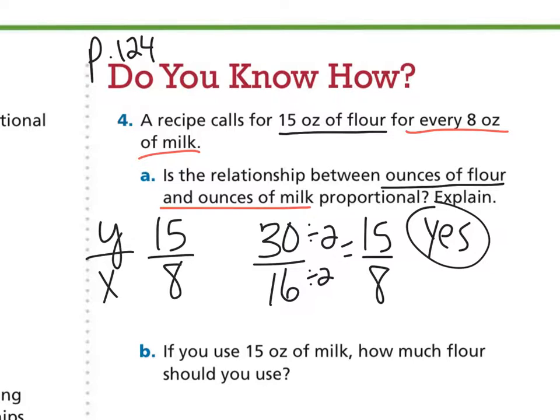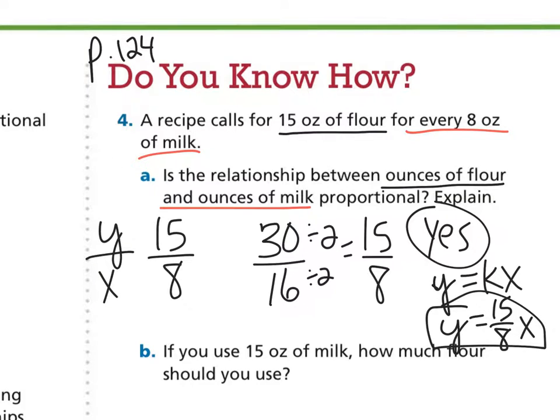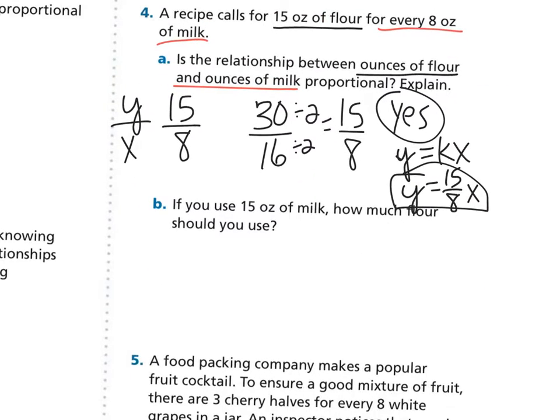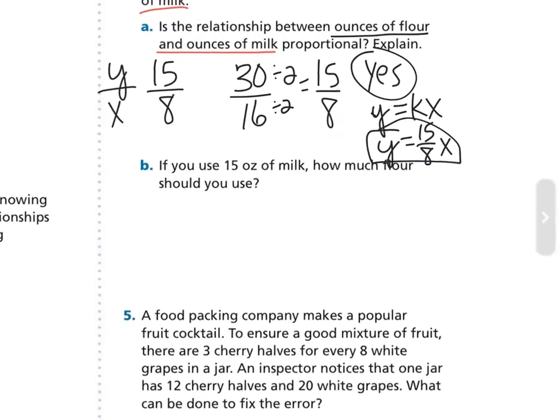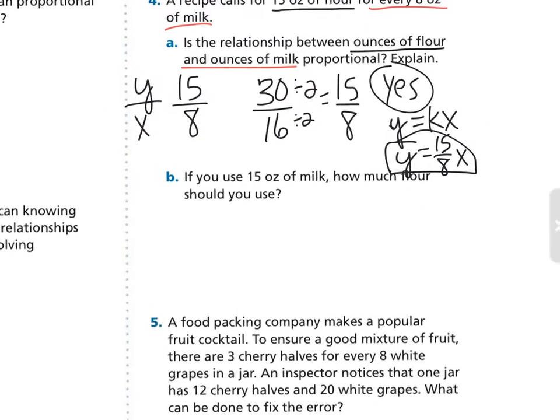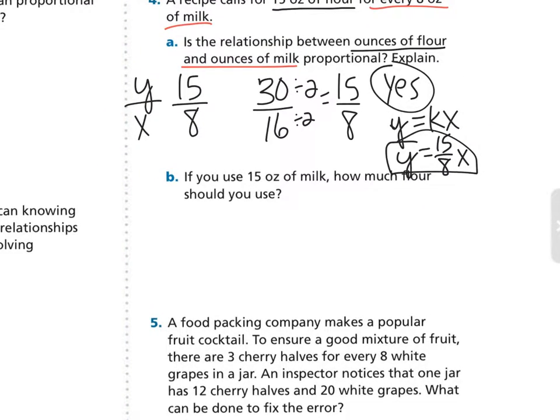Another way we could talk about this would be, we've talked about equations like y equals kx or y equals mx. Constant of proportionality, or our slope here, would be 15/8. So we could say, yes, we could use the equation y equals 15/8 x. And you could find points on that line. That would always be proportional.